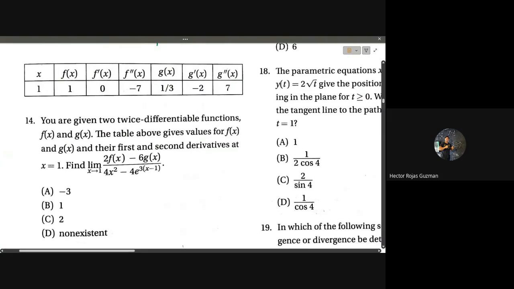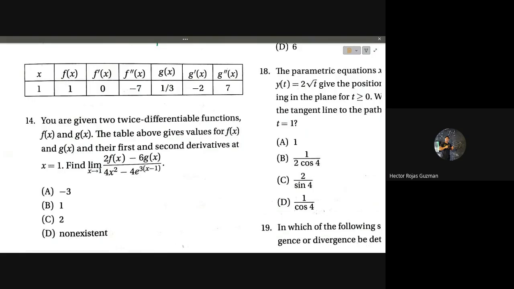14. Here we have a twice differentiable function. Find the limit. Well, I think that if we find the limit originally, it's probably going to be undefined. So I'm just going to go straight to L'Hopital's. And don't forget the limit notation. The limit as x approaches 1 of 2f prime of x minus 6g prime of x divided by 8x minus 4e to the power of 3x minus 1.